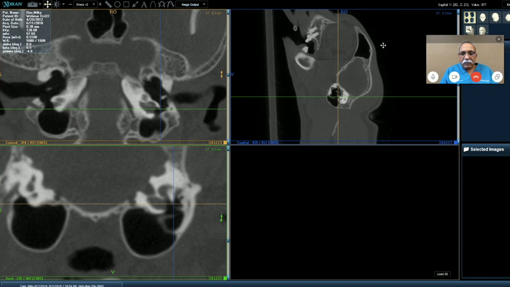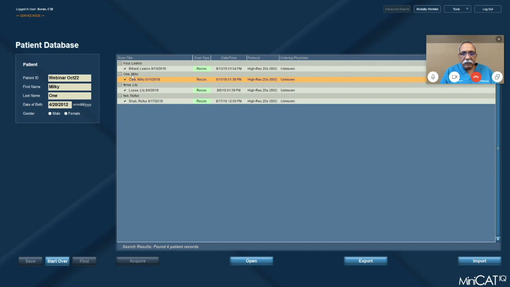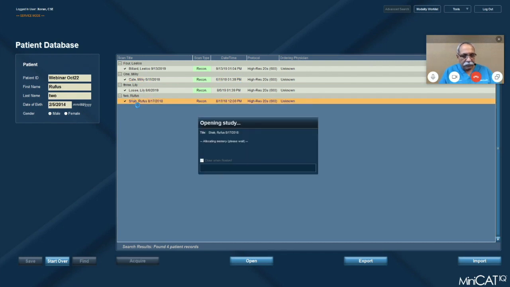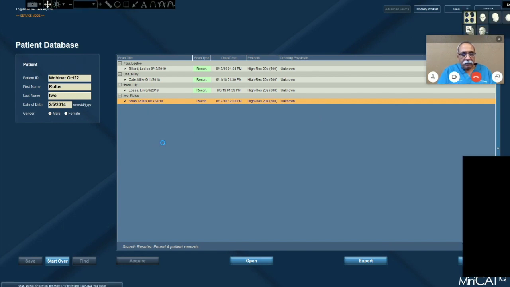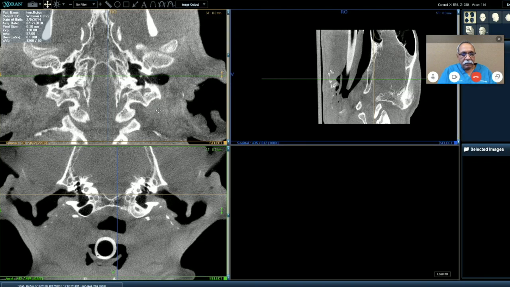What we'll do now is we'll switch to another case, if that's okay with you. Yes, let's go to the next. So this is the VetCAT software. It would be very much like you'd see it on the machine itself. Okay, so this is a canine. It's a very good CT to study.